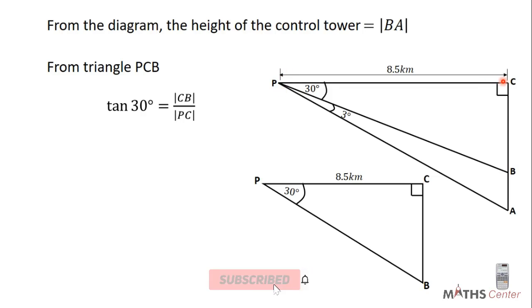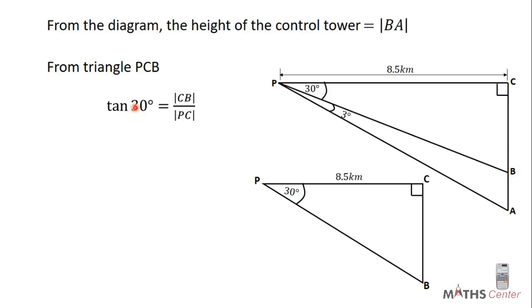So PCA, the angle here is 30 degrees. So you see that for PCB, the angle here is 30 degrees. From P to C is still 8.5 kilometers. Okay, we are looking for CB. CB is opposite to 30 degrees and PC is adjacent to 30 degrees. So we have opposite, we have adjacent. So we are going to use tan.